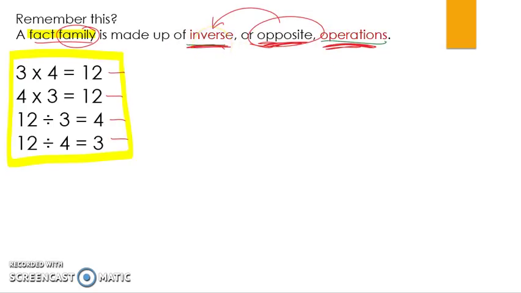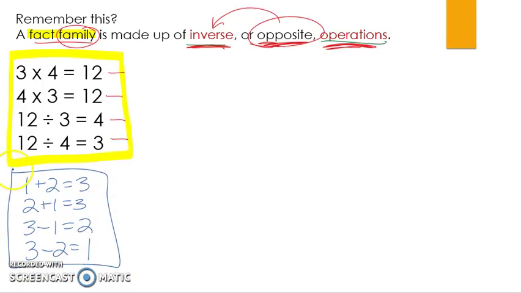You probably remember this from 1st grade, 2nd grade as well. 1 plus 2 equals 3, and we know that 2 plus 1 equals 3, 3 minus 1 equals 2, and 3 minus 2 equals 1. And then we would say, oh, look, we have a fact family. Well, the same is still true, except we're using multiplication and division.